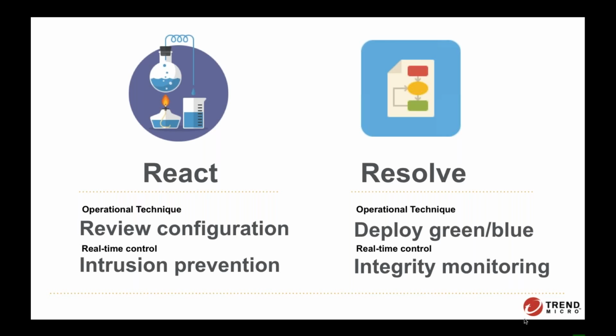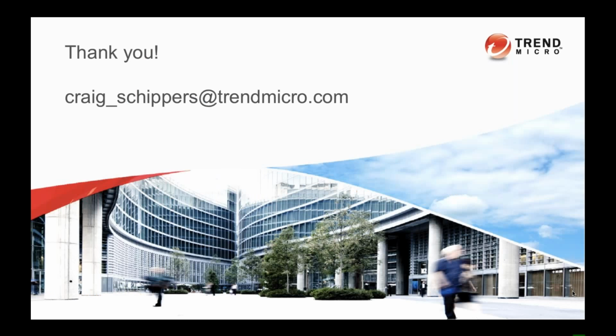And then finally, the real-time controls of integrity monitoring. Once you have set those operational techniques in place with a green-blue deployment, you can then leverage integrity monitoring tools to identify any changes and note that any changes to that production environment are essentially bad changes, whether by accident or on purpose. In any case, it's something to be investigated, and you now have the power to do that.